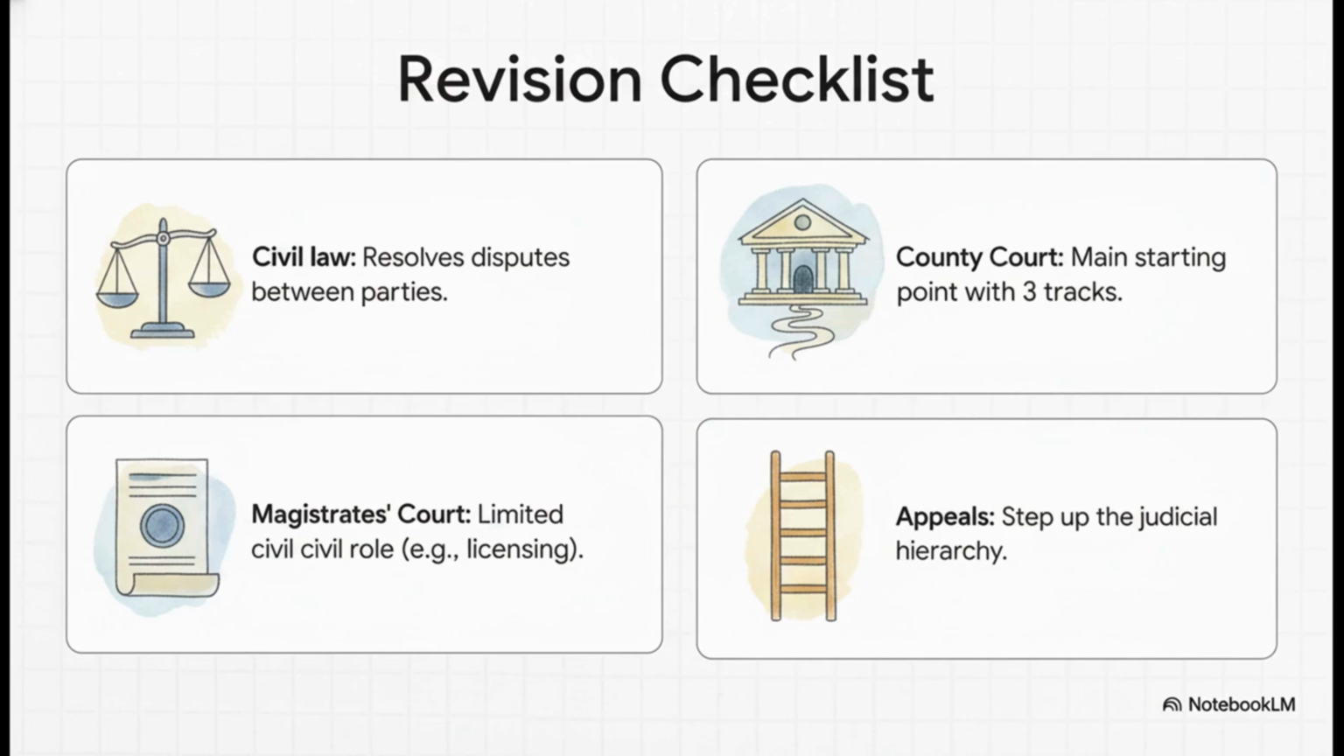Point 1, civil law is about disputes between individuals and finding a remedy. Point 2, the county court is the main starting point, and it uses that 3-track system: small claims, fast track, multi-track. Point 3, the magistrate's courts have a very, very limited civil role, mostly licensing and enforcement. And point 4, appeals generally step up to the next most senior judge.